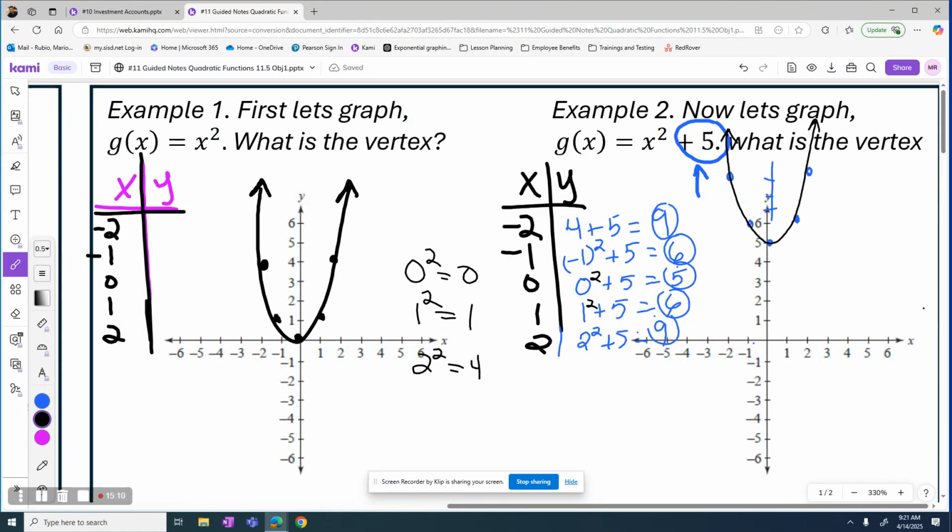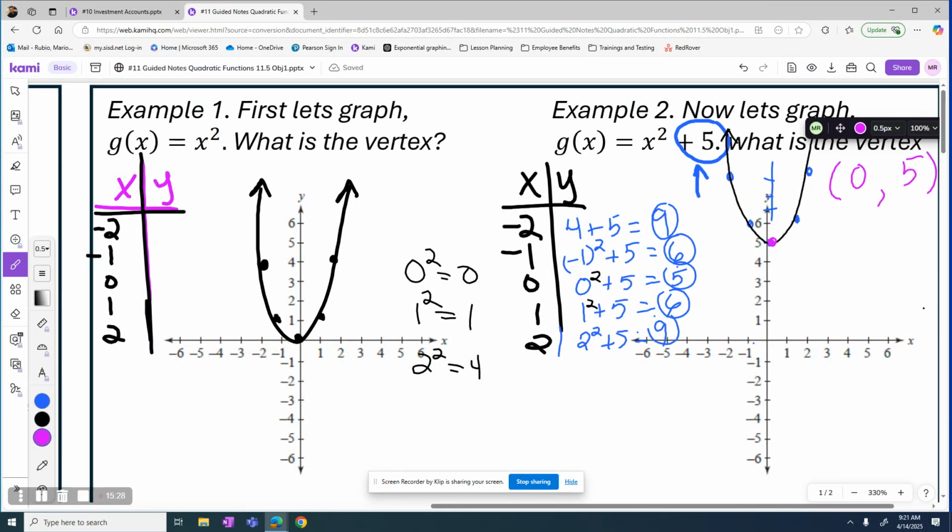Okay, so let's talk about the vertex. The vertex is the lowest point, and remember, we want to write the vertex as a coordinate point, which means two points. So our x is 0 and our y is 5. So we're at (0, 5).